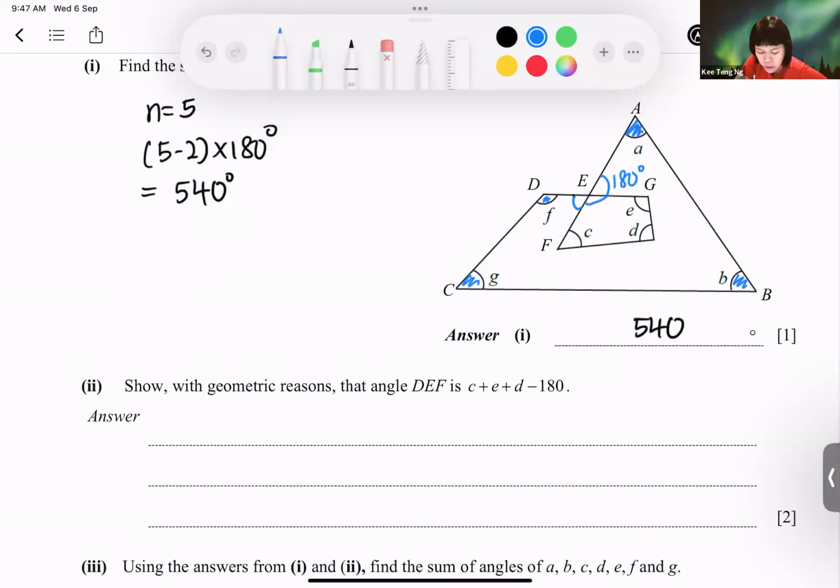And then they want me to find DEF, right? But DEF over here, what other things do I have? If I want to find DEF, I know everything add together is 540. Oops, somebody left. Okay, then I need to find this small angle over here. How am I going to find this small angle over here?